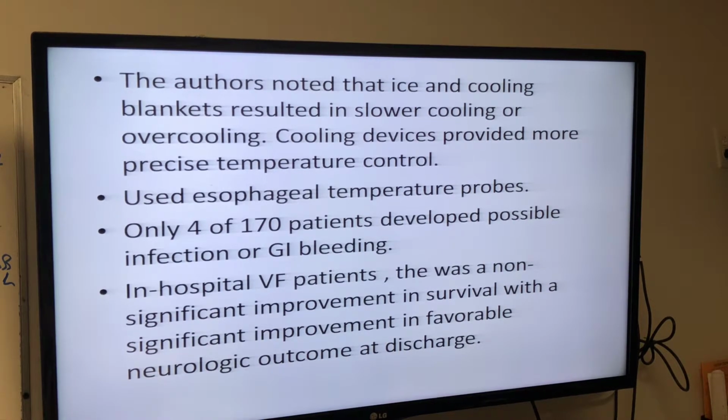We didn't notice a lot of infection and GI bleeding. And then this is a depressing part here. In-hospital VFib. This is the only study that actually looks at in-hospital VFib. Had the same outcome. There's no improvement with hypothermia. Not because hypothermia doesn't work for these people.